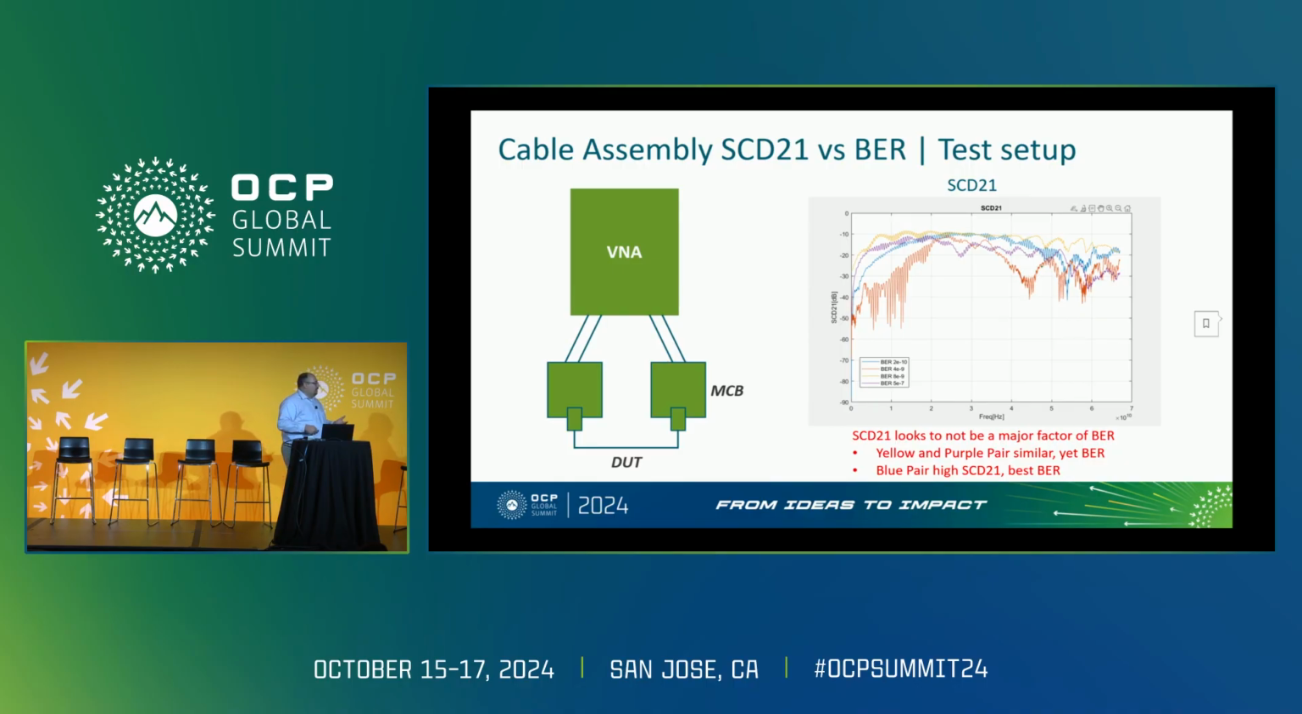The same thing here, we took a cable that has high common mode conversion, one that has less common mode conversion, and we looked at the bit error rate. So you can see here the yellow and purple, they're similar, but the BER is much different between them. And conversely, you can see the blue pair has one of the highest SCD21s, but it has the best bit error rate.